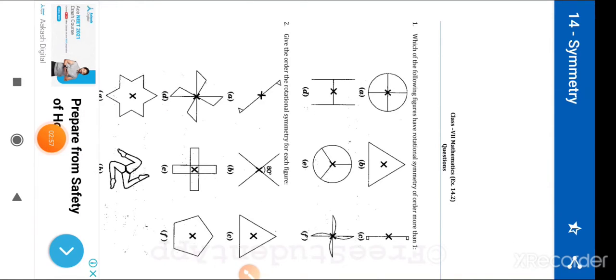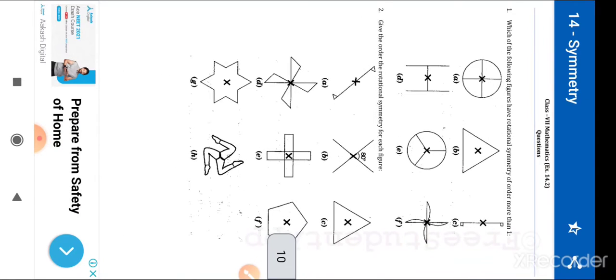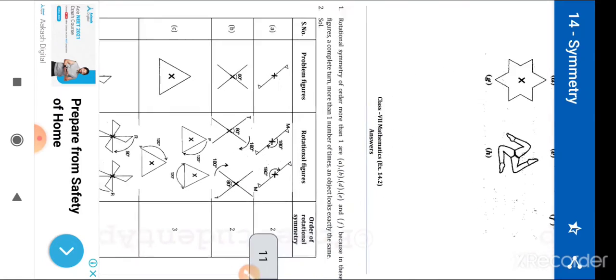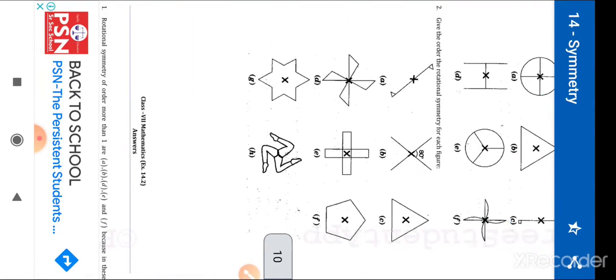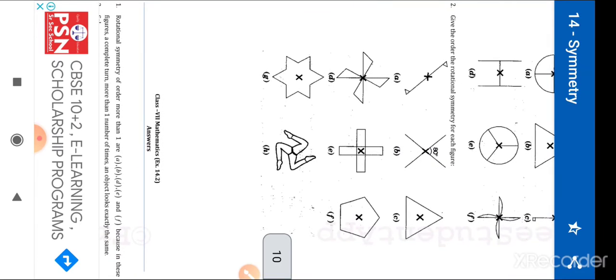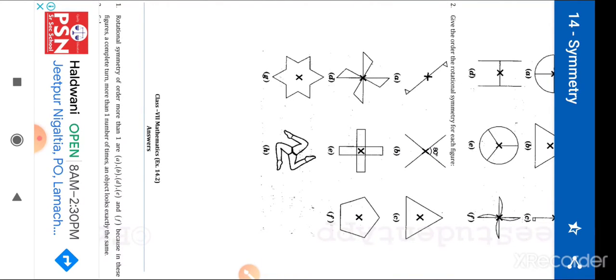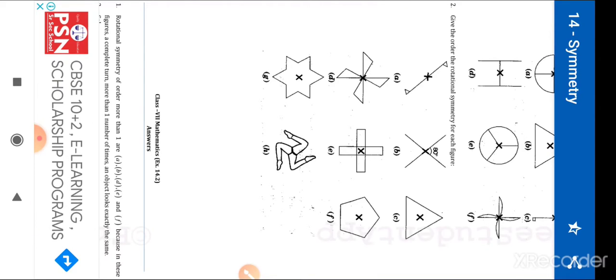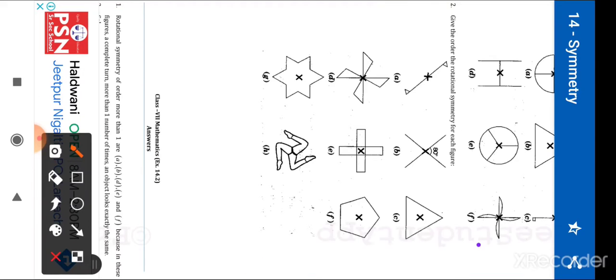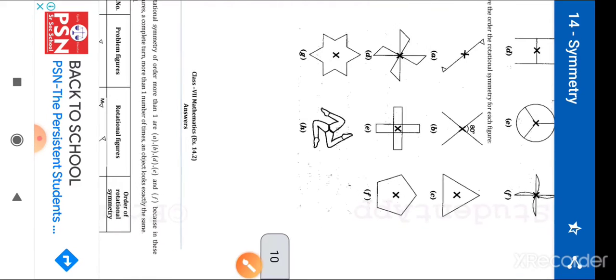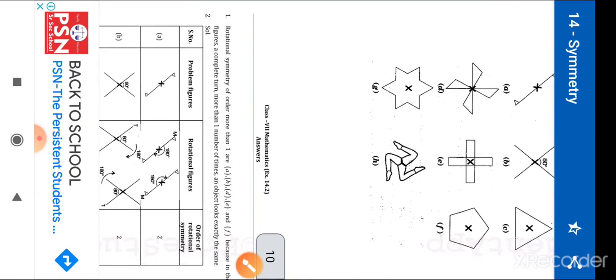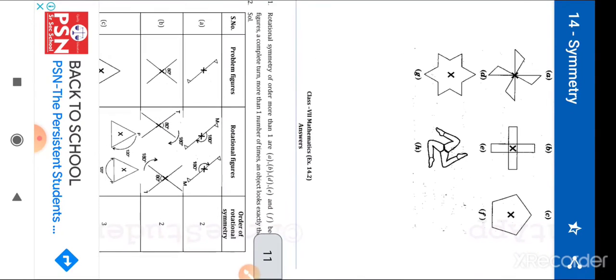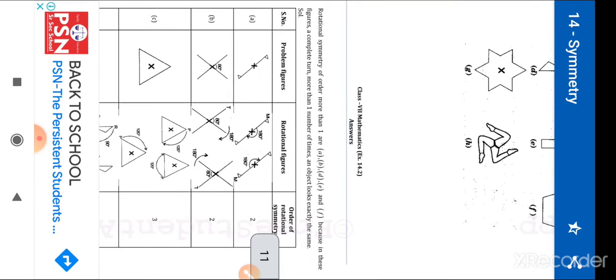Second exercise, first question is, which of the following figures have rotational symmetry of order more than 1? So it is very clear from the diagram that figures A, B, D, E and F have rotational symmetry of order more than 1, because in these figures, in a complete turn, more than one time the object looks exactly the same.